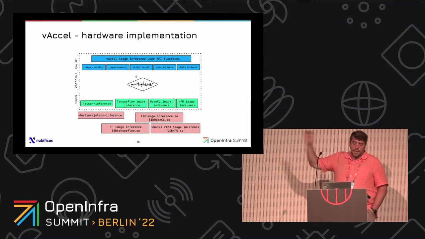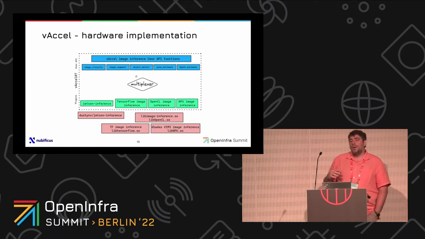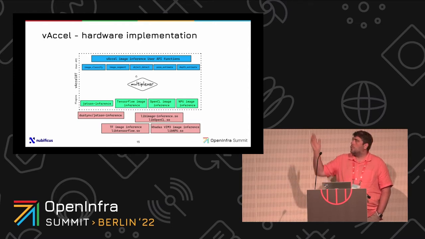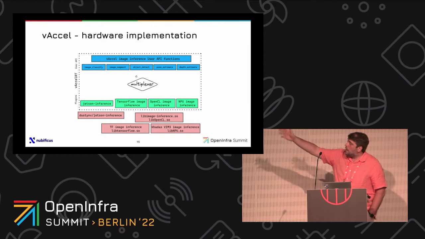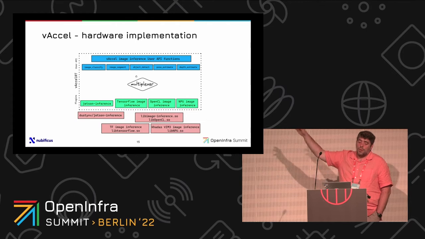These red boxes are actually outside of vAccel. These are actual software implementations of the functions that we have defined. The Dusty NV Jetson inference is a GitHub repo from NVIDIA implementing several API calls like the ones on top. The Jetson inference plugin, the only thing that it does, it bridges the API call on top to the hardware implementation, to the actual code implementation on the bottom.